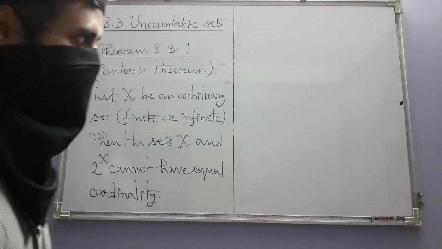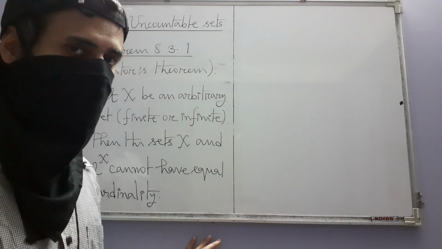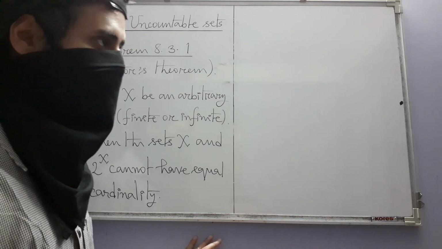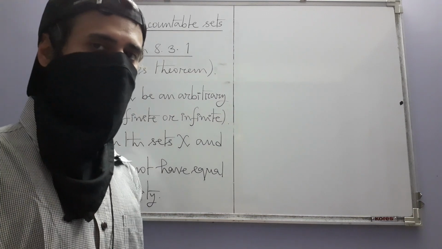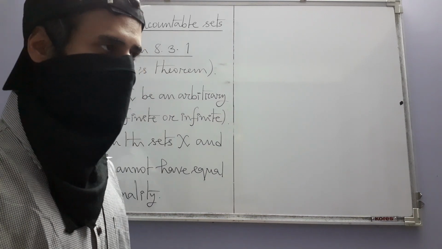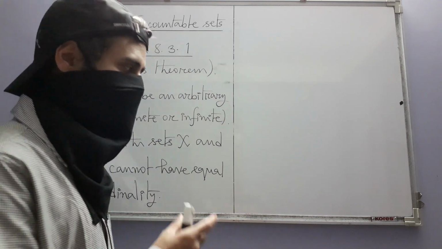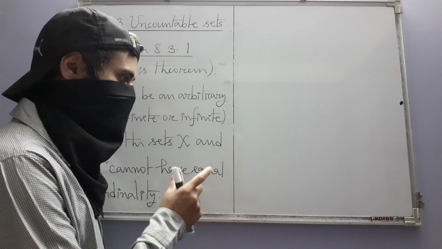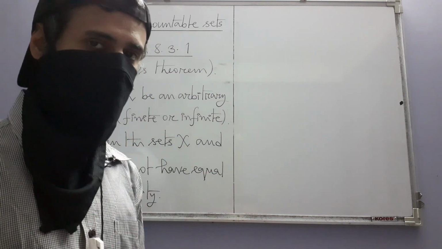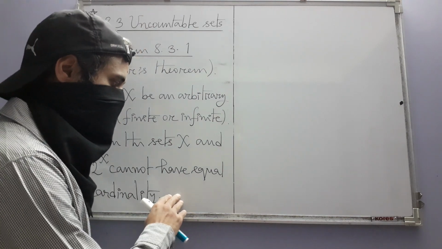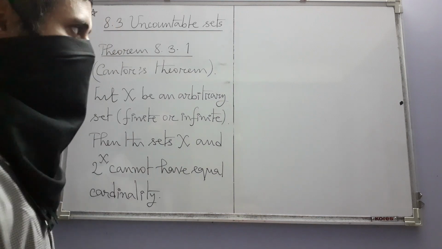Alright, so we now start the next section, having seen the summations on infinite sets in the previous one. This section now deals with uncountable sets. We already know what uncountable sets are because we know what countable sets are. So countable sets are either finite sets or countably infinite sets. So if a set is neither of these two types, then it is called uncountable.